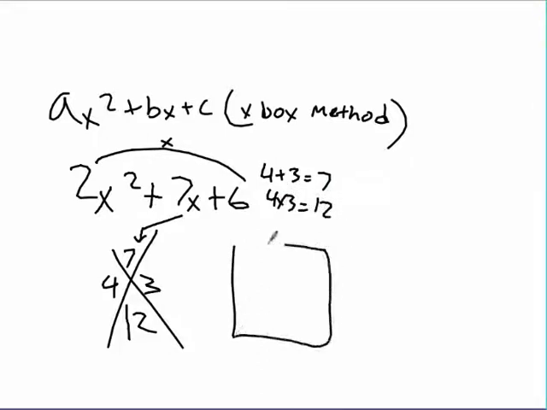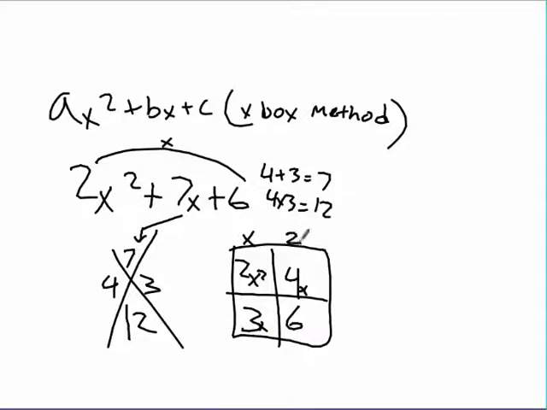Now we draw our box. Put our first term, which is 2x squared, and our last term in the last box, which is 6. Then you put the middle terms, doesn't matter where, don't forget the x's. And then you find the GCF of our diagonals, which is x. Then you have 2. Put a sign there. Then we have 3 there and 2x there.